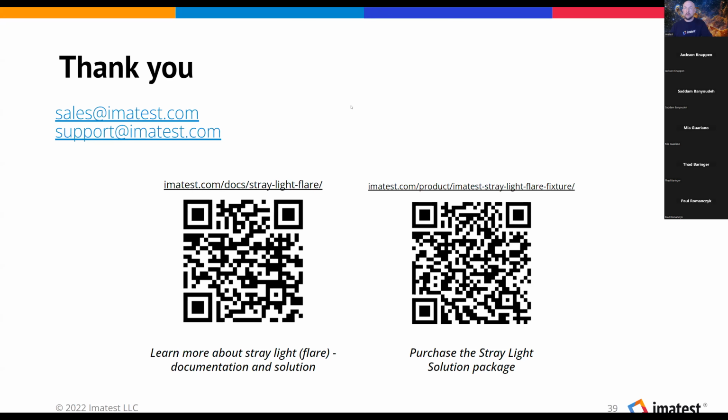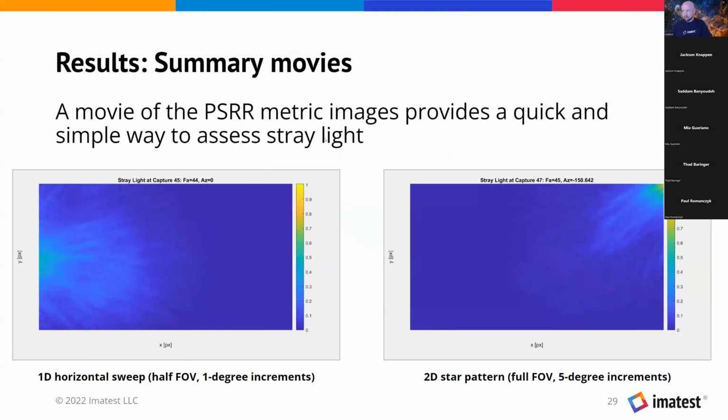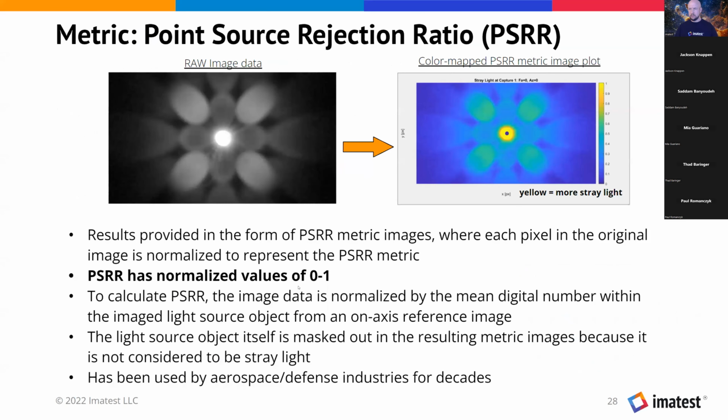So the calculation is actually really simple. I think stray light is hard to measure because of the bookkeeping, but the calculation itself is really simple. If we go back to this PSRR slide, all we're really doing is a normalization. We're just dividing the image data by the normalization factor. That's really the main calculation here. So for every pixel in this image on the right, all it took to calculate that metric is to divide the original image data by the level within the on-axis main projection of the source.